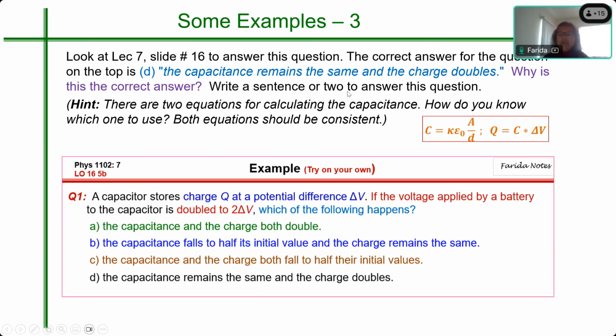I don't want them to write too much. I just say, just to the point, give me a sentence or two. And I gave them a hint that there are two equations for capacitance. And how do you know which one to use? And both should be consistent.